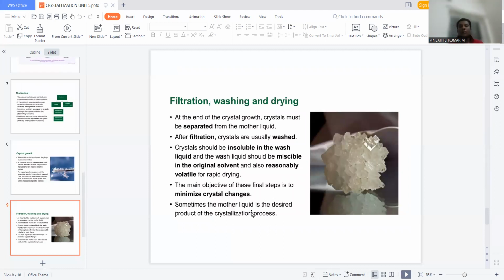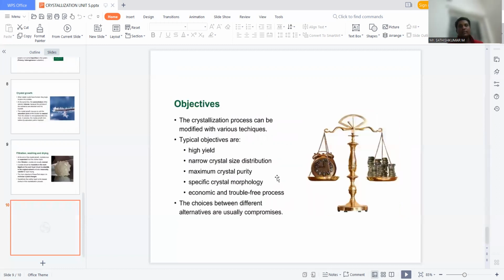The next processes after crystal growth are filtration, washing and drying. At the end of the crystal growth, the crystals must be separated from the mother liquid. After the filtration, the crystals are usually washed. Crystals should be insoluble in the wash liquid, and the wash liquid should be miscible in the original solvent and also reasonably volatile for rapid drying. The main objective of these three final steps is minimizing crystal changes. Sometimes the mother liquid is the desired product of the crystallization process.